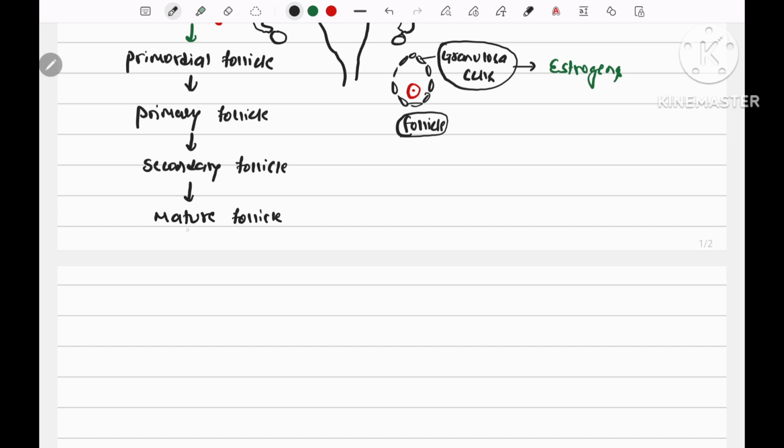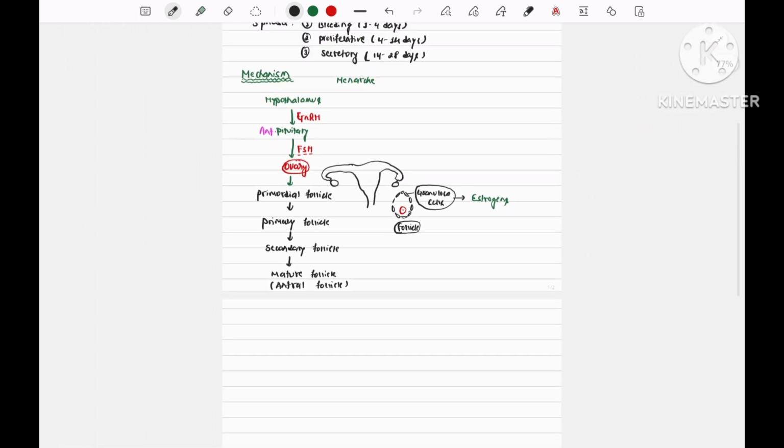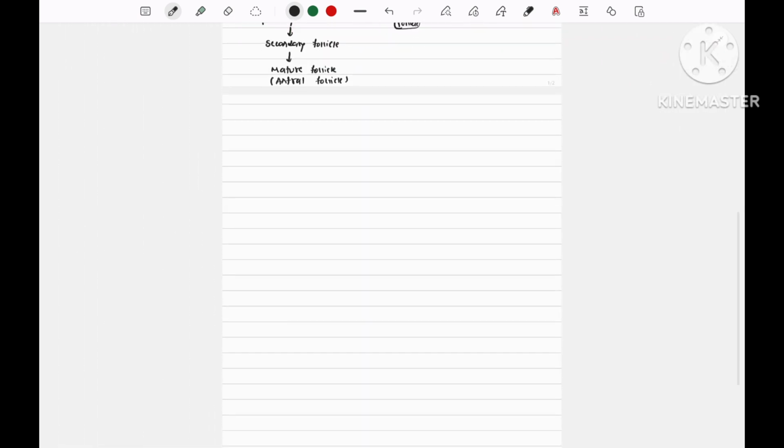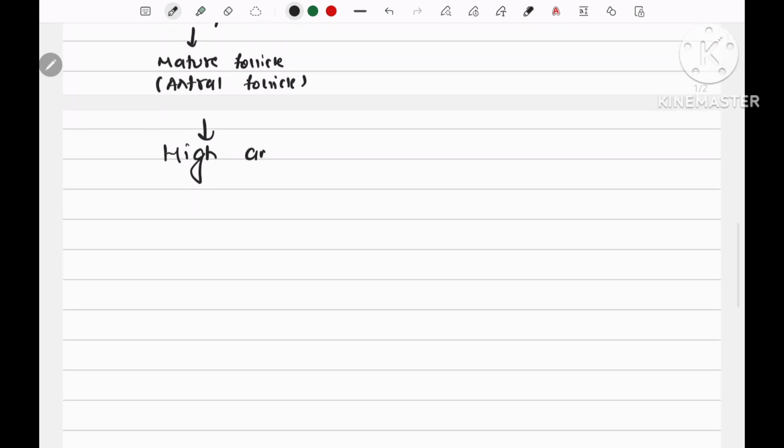And it is also called the antral follicle. This antral follicle is the one which will later get ovulated. This mature follicle produces a high amount of estrogen.